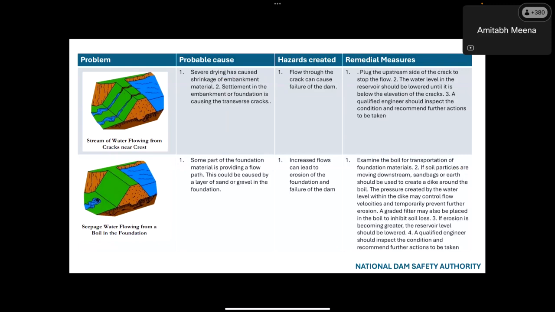Again, this time maybe there was some overtopping of the dam, and then these cracks developed and water is flowing from the crest. These cracks may be due to severe drying and shrinkage of embankment material or settlement in the embankment foundation. Again, in this case, also plug the upstream side of the cracks to stop the flow. The water level in the reservoir should be lowered.